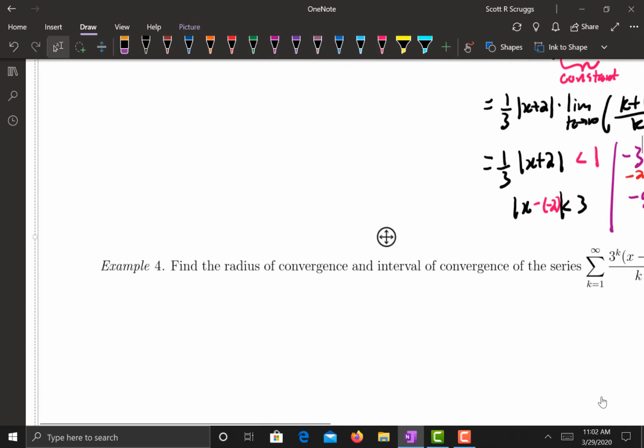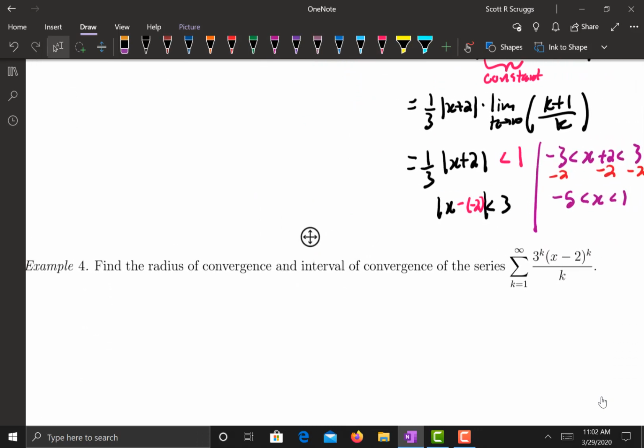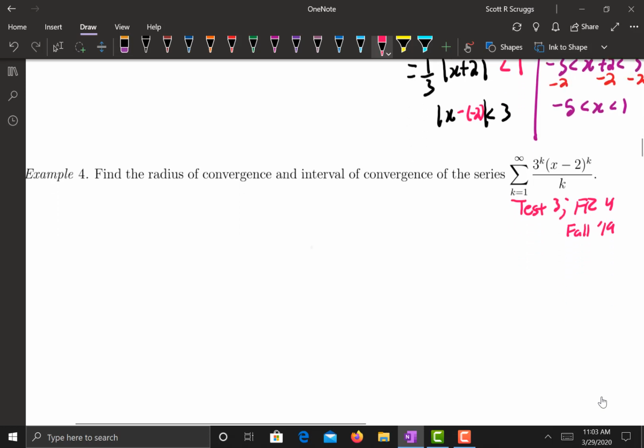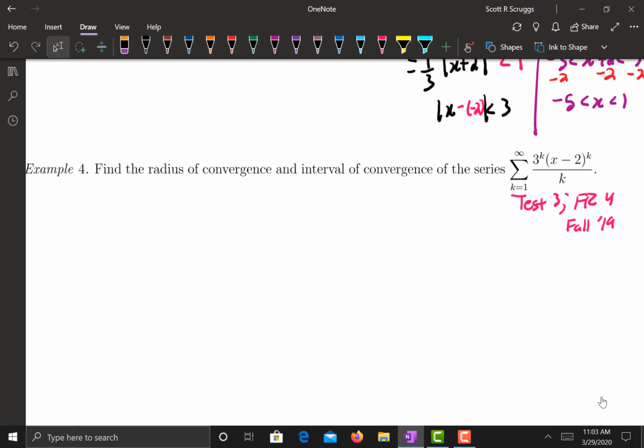All right, and with that, let's go on to example 4. I chose example 4 because now we're going to deal with an old free response problem. This was on test 3, and in particular, this is free response 4 from the fall 2019 exam. So let's learn how to tackle that with this series. If you look on the solution key for test 3, Dr. Berg used a ratio test.